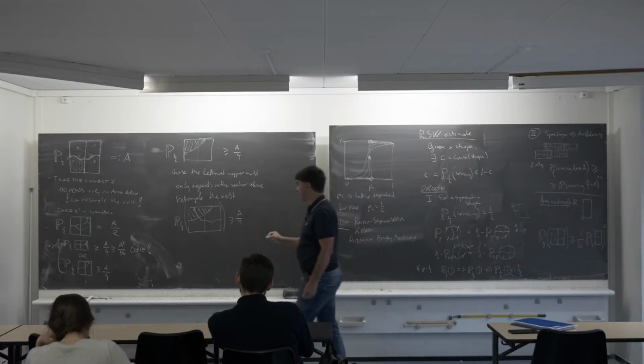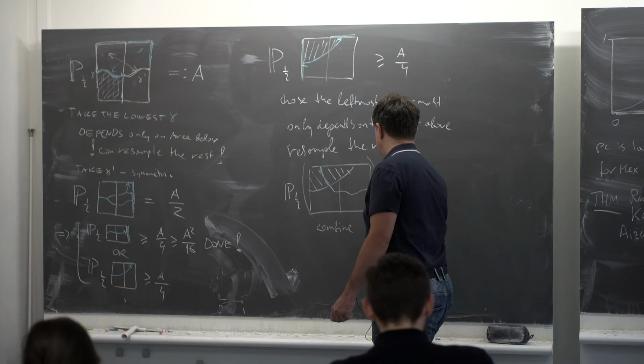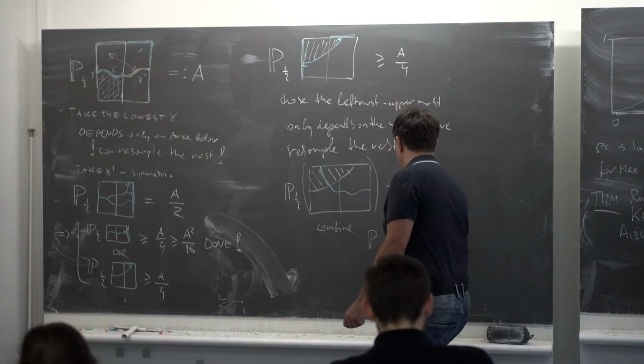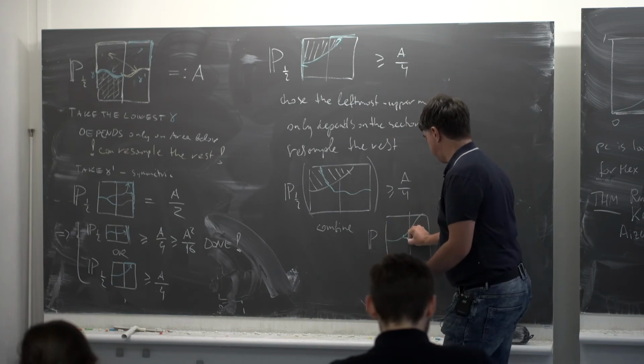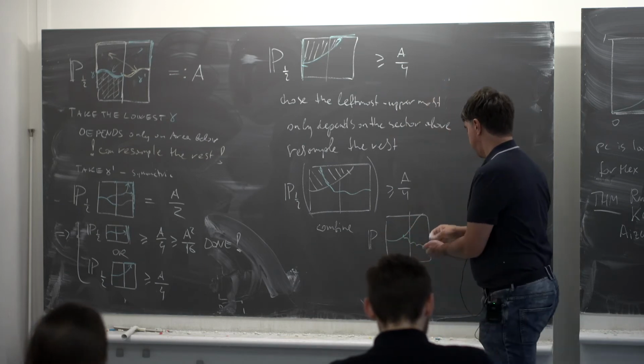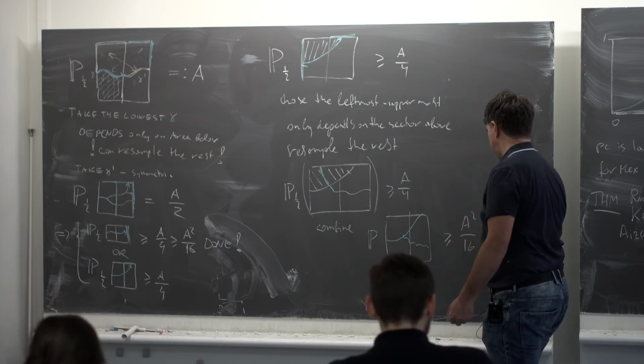And then what we do, we combine them, and we get that the probability of having this crossing, and then the part of the other one, is at least A²/16, so we are done.